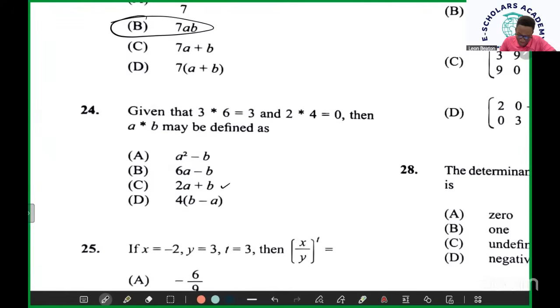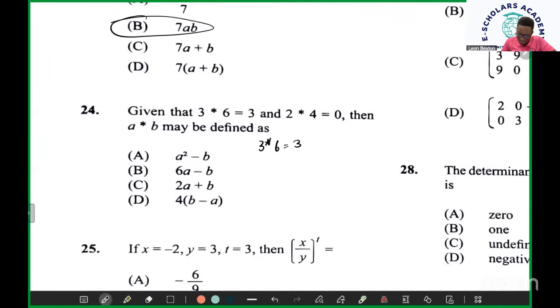Let me check. 3 star 6 is equal to 3. Let me see, 2 times a, so ab. So 2 times 3 plus b. Nah, definitely not. So let me try B. A star b, so 6 times a, which is 3, minus 6 is 3. Nah, definitely not that either.